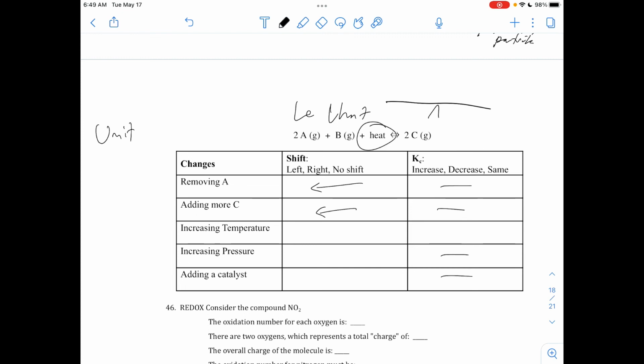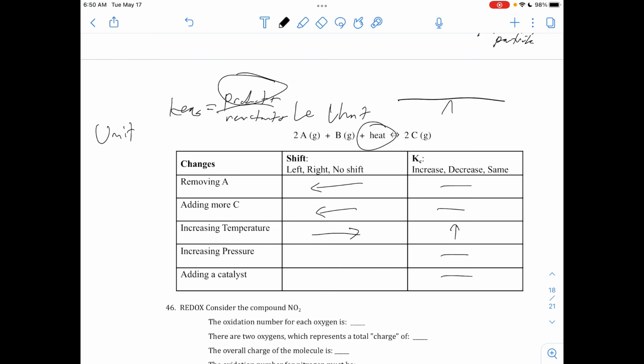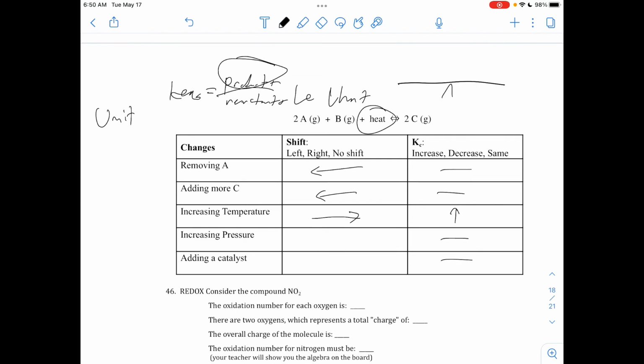Increasing temperature, I got to look for the word heat, and same thing. If I have my balance, if I add heat, it's going to unbalance it this way, so it's going to shift to the right to bring it back into balance. And when it does that, remember that it's shifting to the products over reactants. So you put a KEQ. When I'm making more products, it's going to make that overall number bigger. Overall KEQ is going to get bigger.